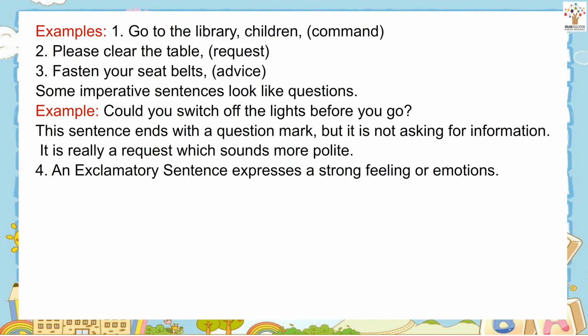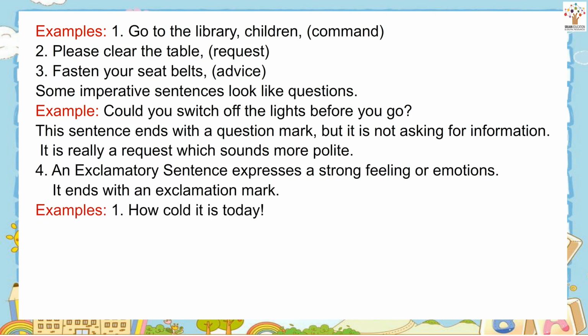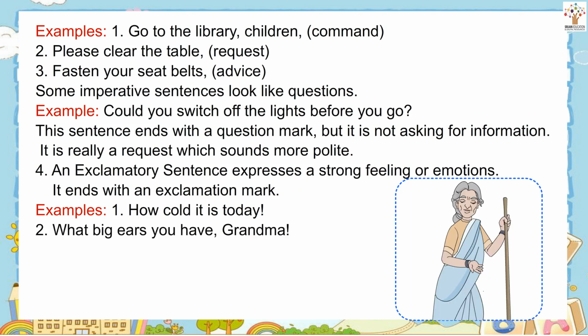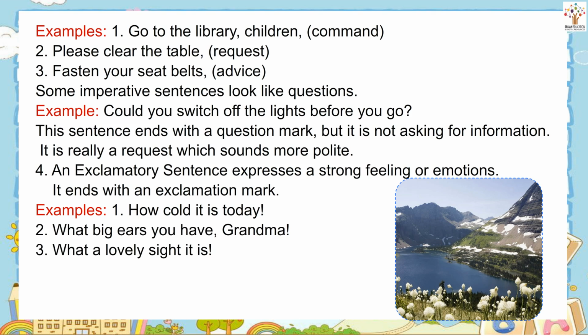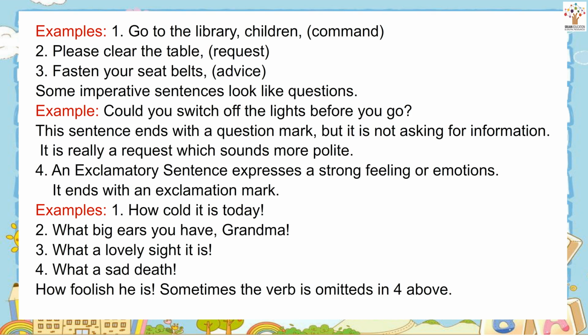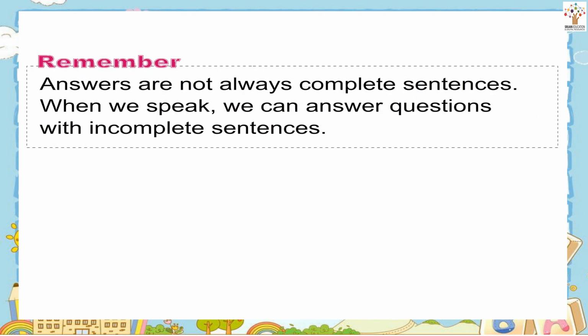An exclamatory sentence expresses a strong feeling or emotions. It ends with an exclamation mark. Examples: How cold it is today. What big ears you have, Grandma. What a lovely sight it is. What a sad death. How foolish he is. Sometimes the verb is omitted in 4 above. Remember, answers are not always complete sentences. When we speak, we can answer questions with incomplete sentences.